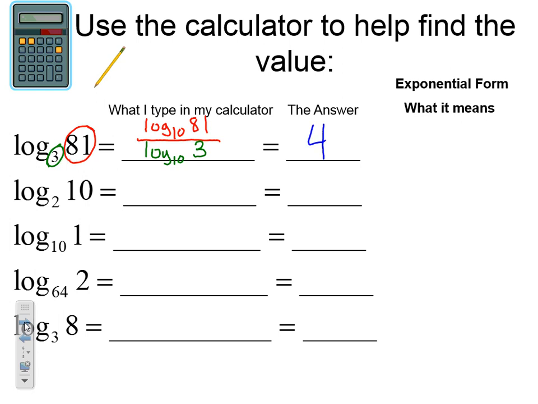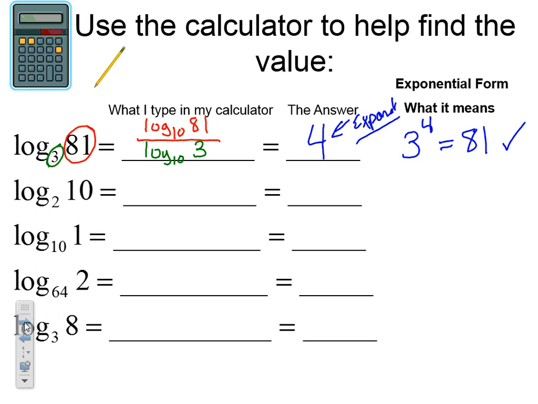Now, exponential form, what does it mean? We can go back and we can check, ladies and gentlemen. So we have 3, which is our base. This is our exponent. So we can check. 3 to the 4th power does indeed equal 81. We are correct. Let's go to our next one.